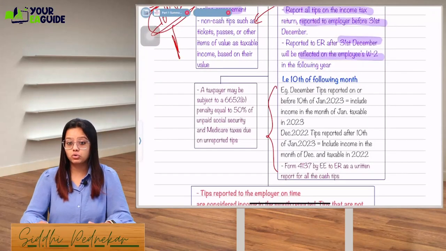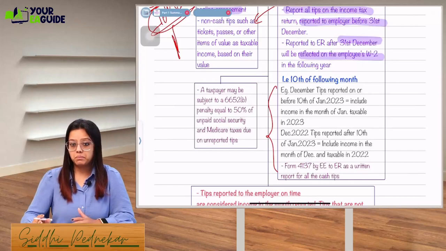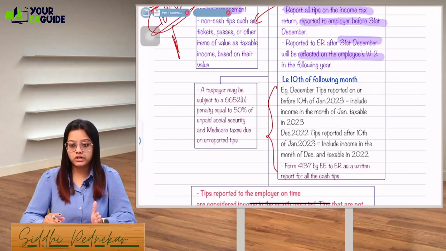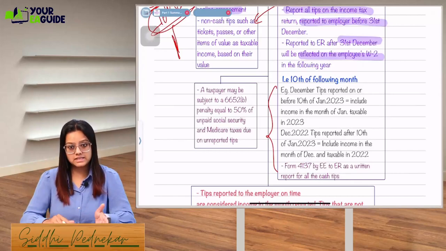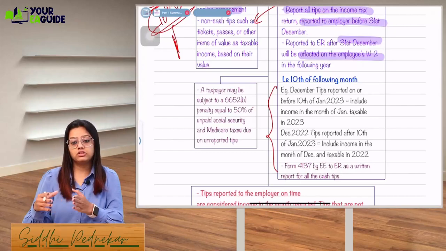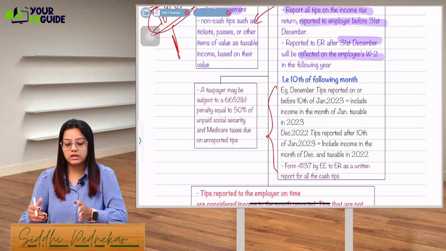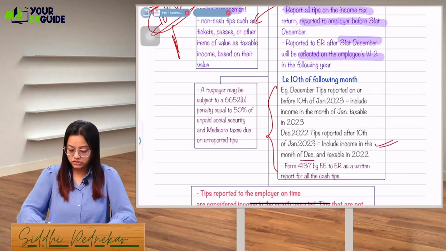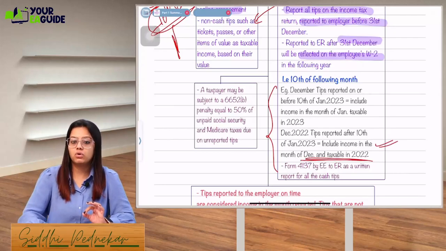You can just quickly go through it. Okay, so December tip reported on or before 10th of Jan is included in the income in the month of Jan. Okay, taxable in the next year. But December tip which is reported after 10th of Jan, a delay in reporting, will be included in the income in the month of December and it will be taxable in 22 only.